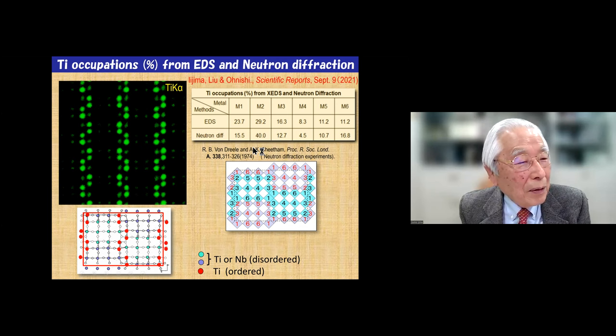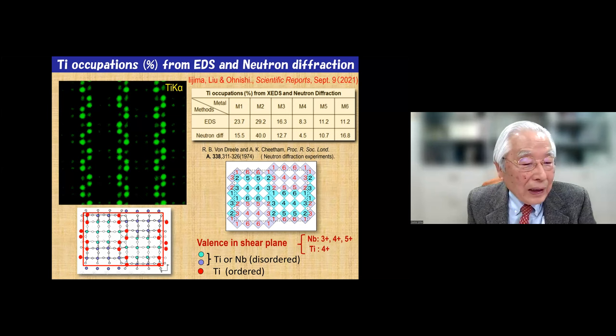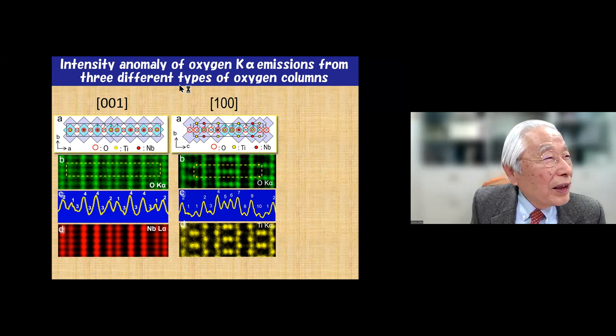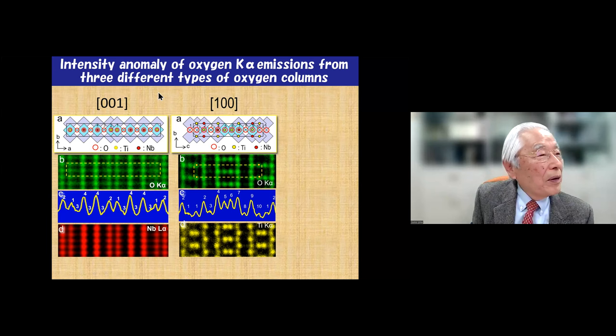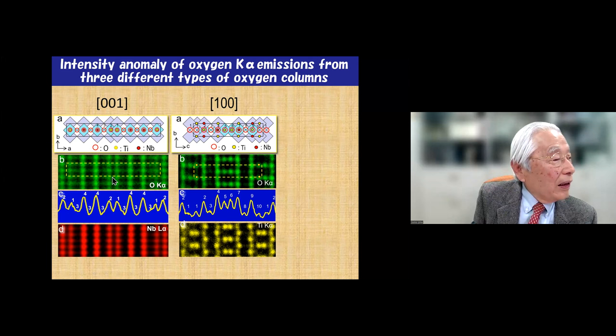Anyway, so in this way, we can tell the occupancies of the metal atom site. So lastly, I go to the abnormal intensity of oxygen in the EDS images, because I have two slides here. Now this is again the oxygen EDS images.